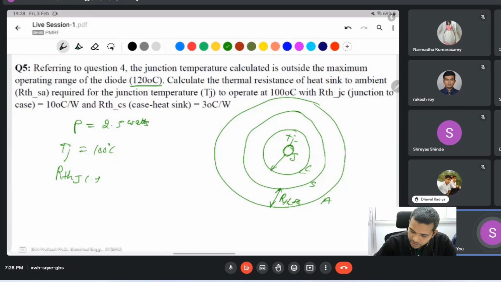RTH junction to case is also given as 10 degrees centigrade per watt, and RTH CS is given as 3 degrees centigrade per watt.